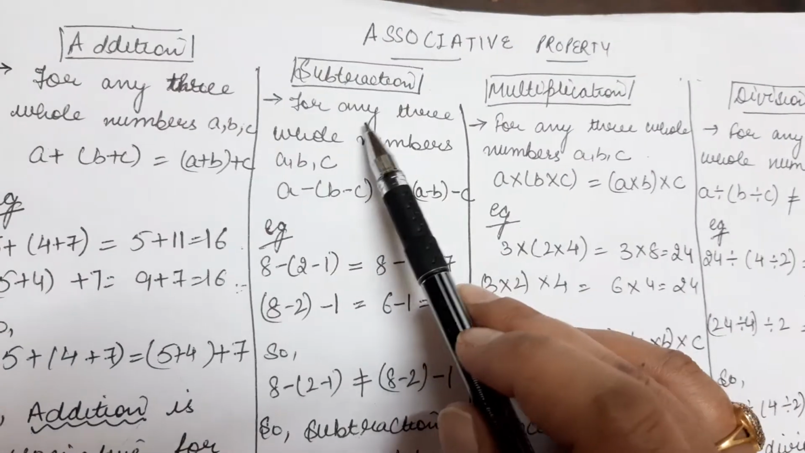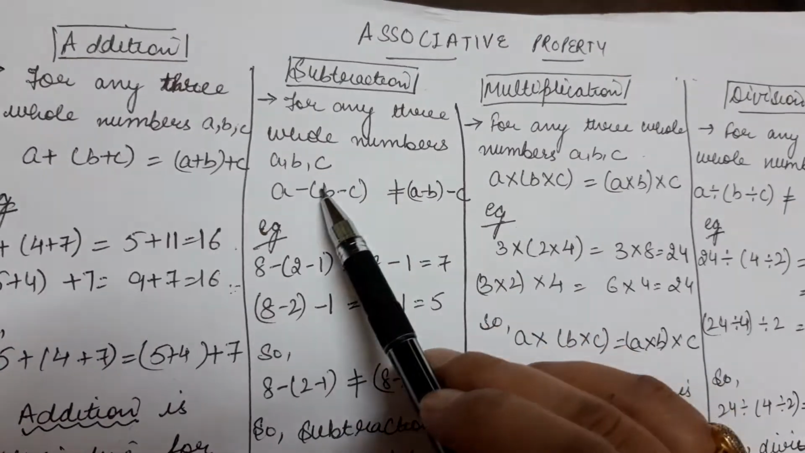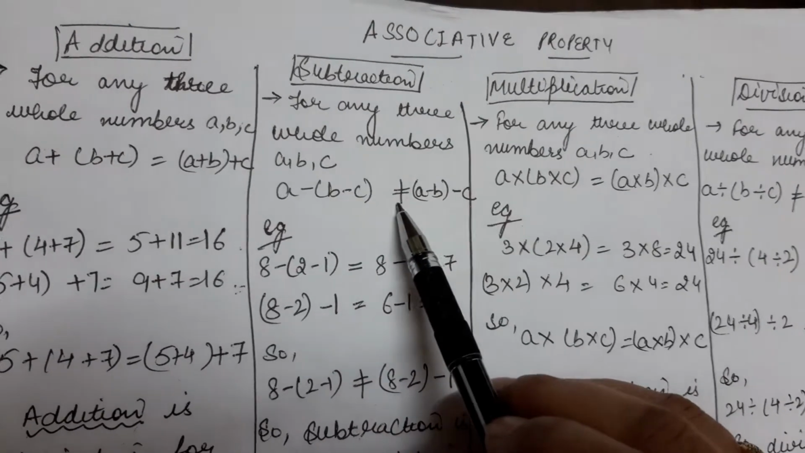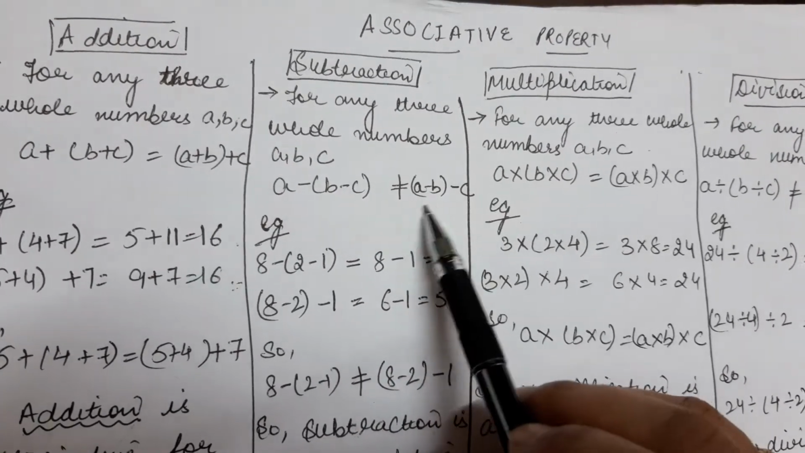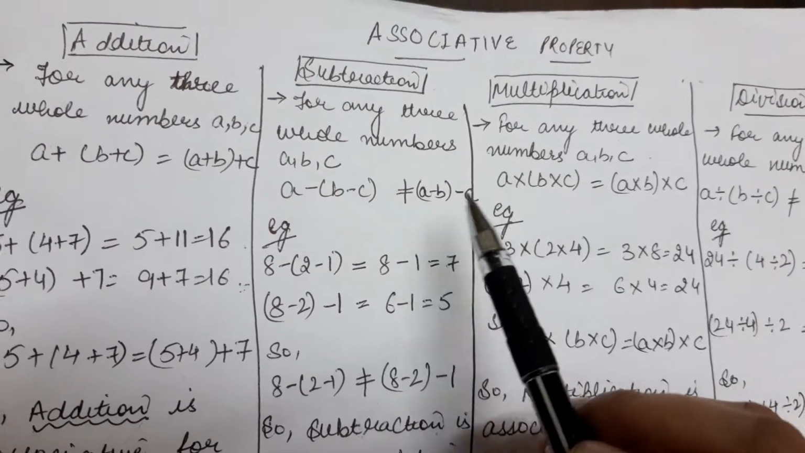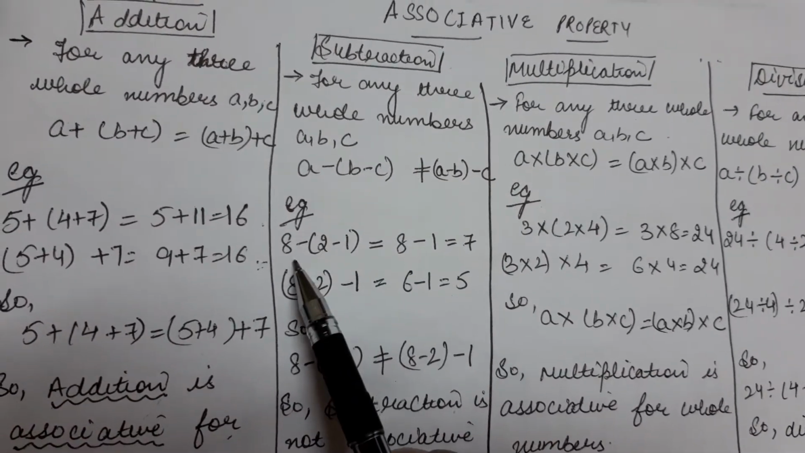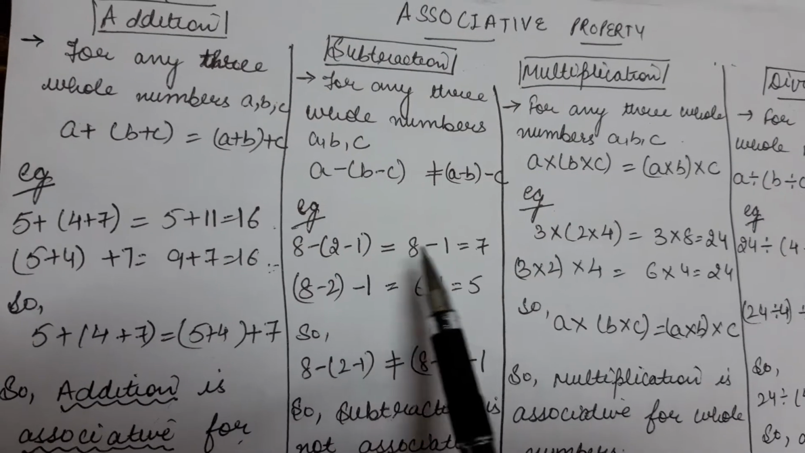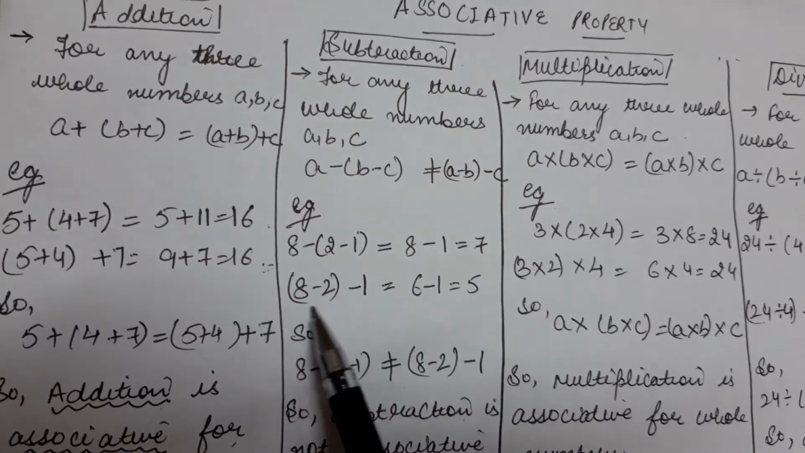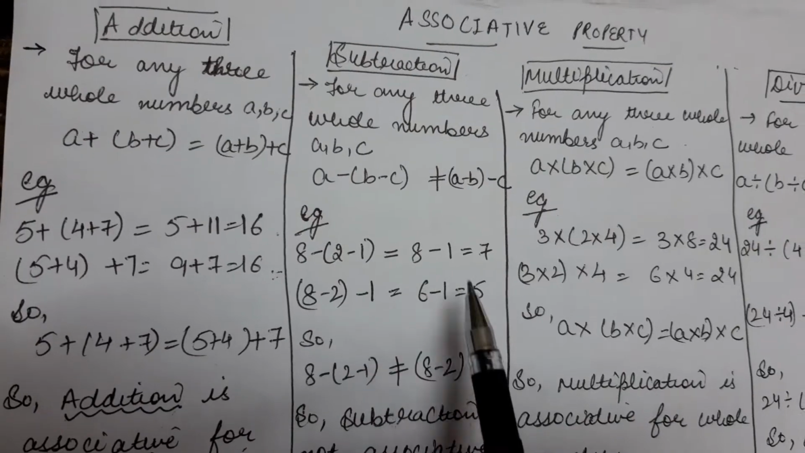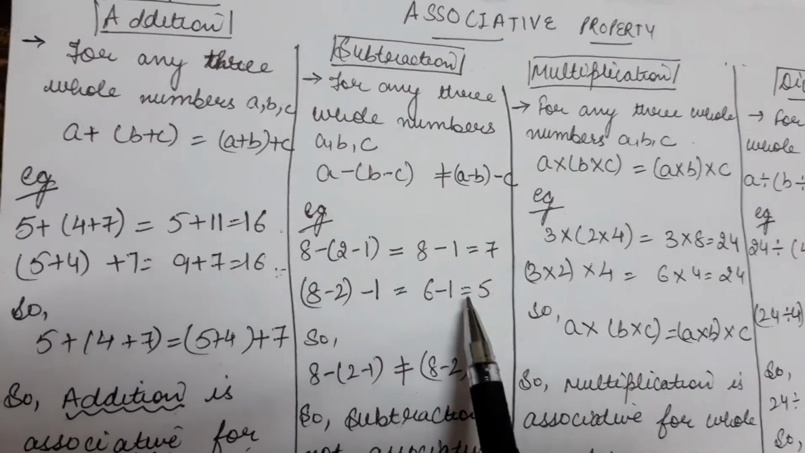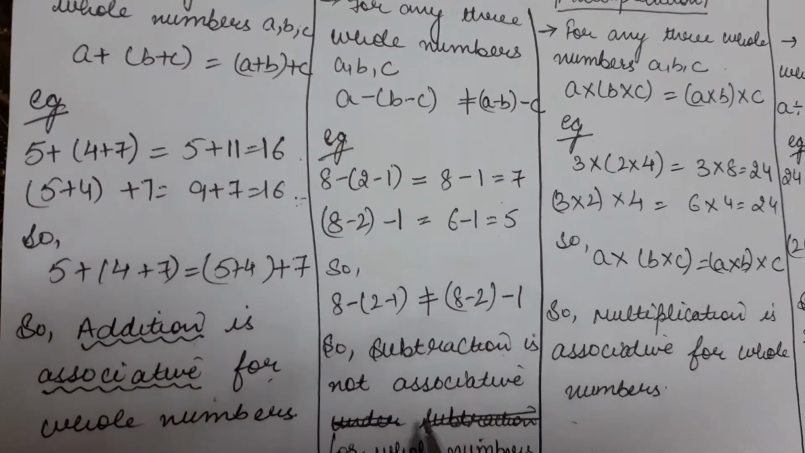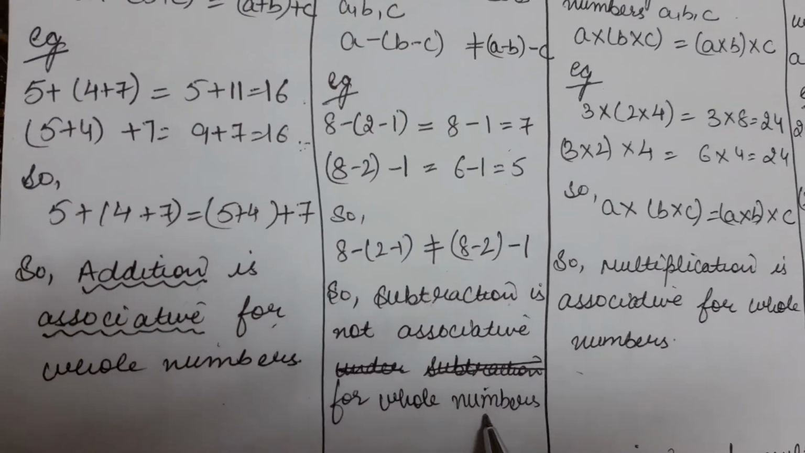Next is subtraction. Now again, for any three whole numbers a, b and c, a minus (b minus c) is never equal to (a minus b) minus c. Let me take an example. If I take the numbers 8, 2 and 1, 8 minus (2 minus 1), the answer is 7. (8 minus 2) minus 1, answer is 5. So I have observed the two answers don't match. It means subtraction is not associative for whole numbers.